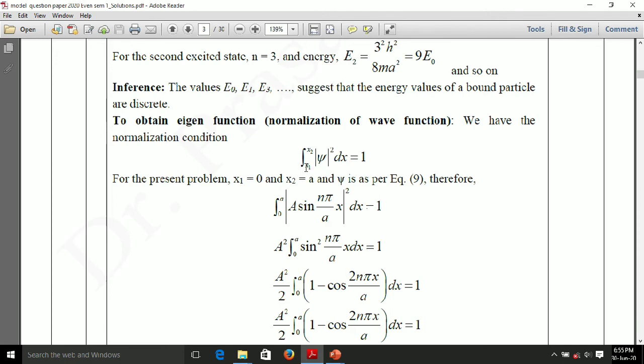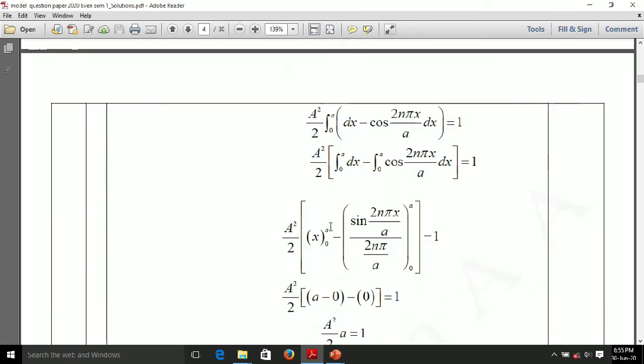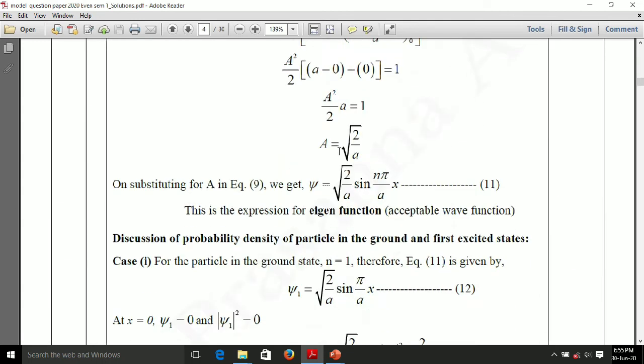If you take the first position as x1 and the second position as x2, x1 is 0. That is the initial position of the particle at the first wall, and the second wall of the potential well is at x equal to a. Therefore, limits are taken to be 0 to a. And the expression for psi was derived in the first part of the derivation, which is substituted, and on simplifying you will get the actual solution for a, that is root 2 by a, which you substitute in the equation for the wave function. That is the third part of the derivation.